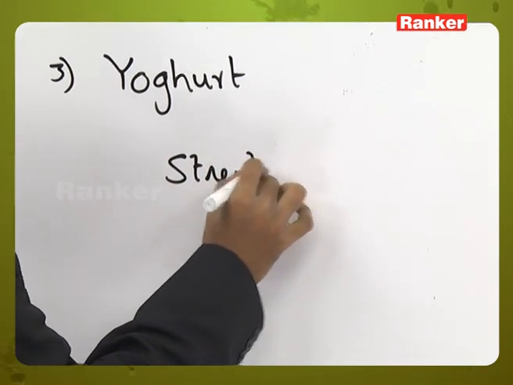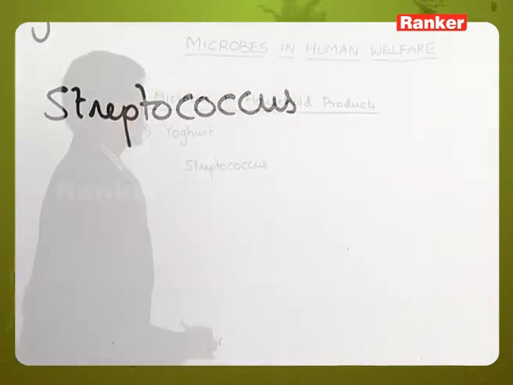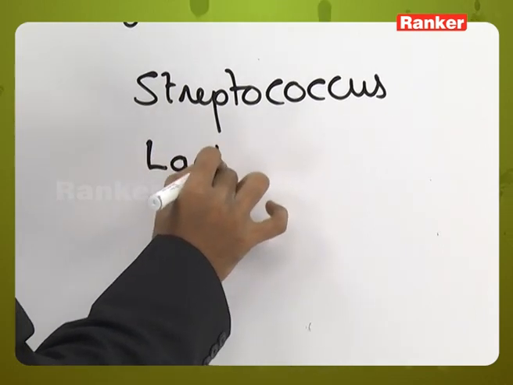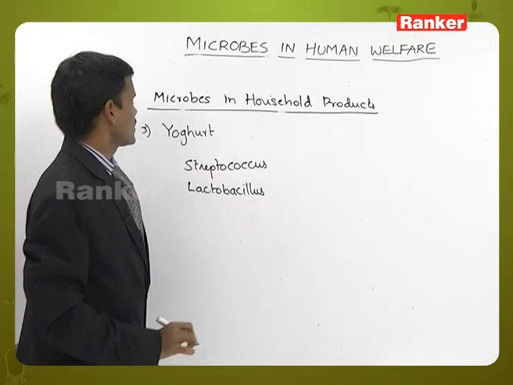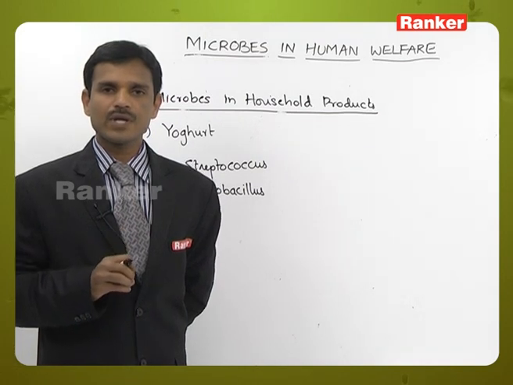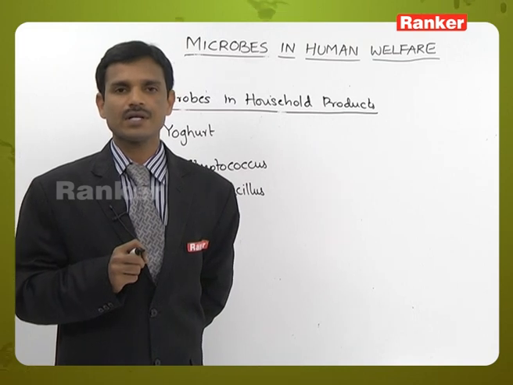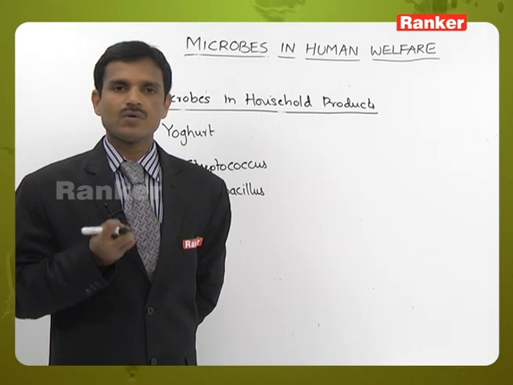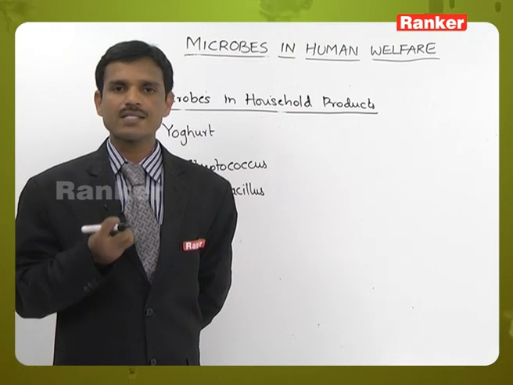Streptococcus, Lactobacillus. So, these bacteria are involved in the coagulation of milk proteins and other proteins. It is also heated up to 45 degrees centigrade, and the total curd is converting into solid material. So, it has some lactic acid and acetaldehyde.